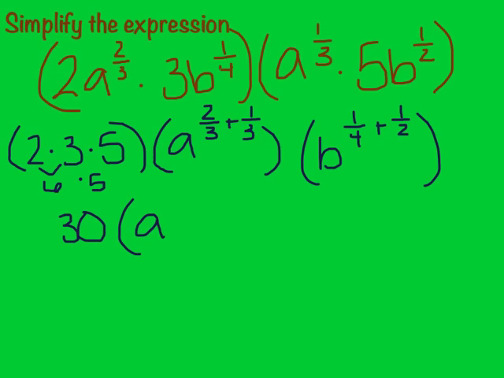Then we have A, 2 over 3 plus 1 over 3. That gives us 3 over 3. And then in order for us to add 1 over 4 and 1 over 2, we have to give them common denominators. So I'll multiply my 1/2 by 2 over 2, which gives me 2/4.